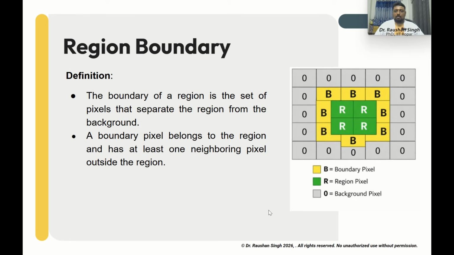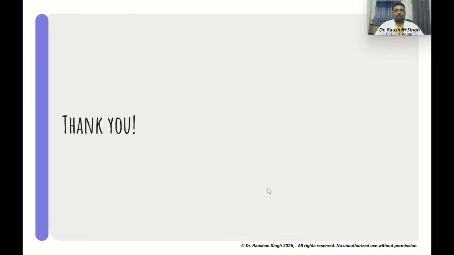I'll show you a practical one. You can see this leaf, these corners are the boundary, because after this corner, whatever is there is not similar to this pixel. So that's why this is considered a boundary. So this was all about today's class. Thank you very much.